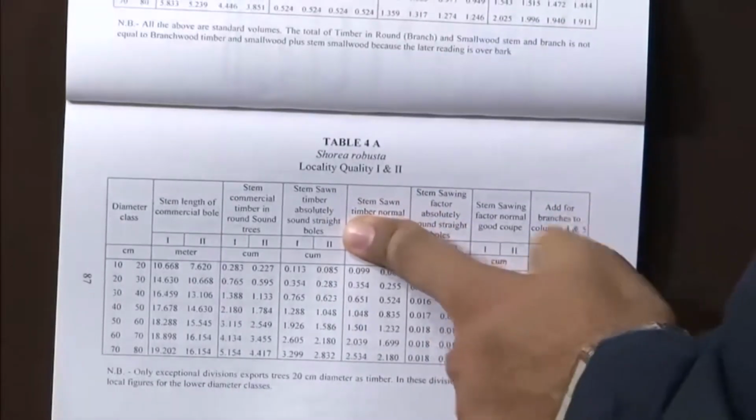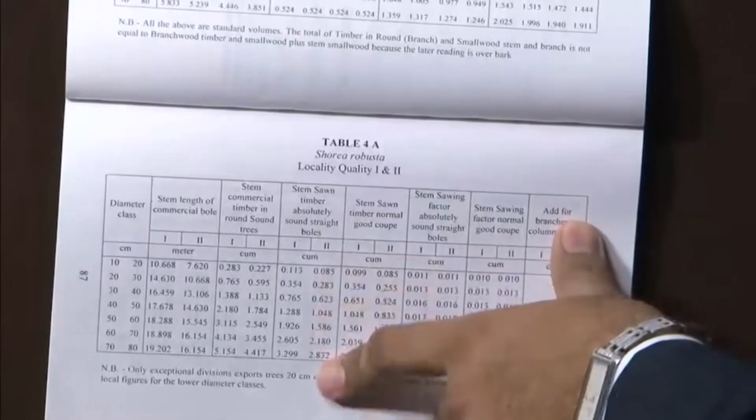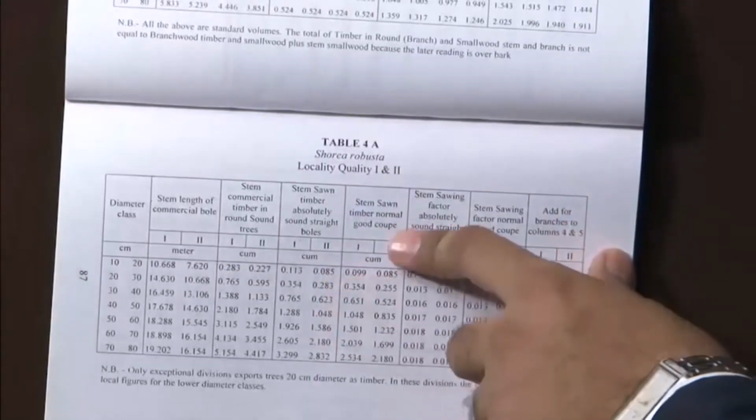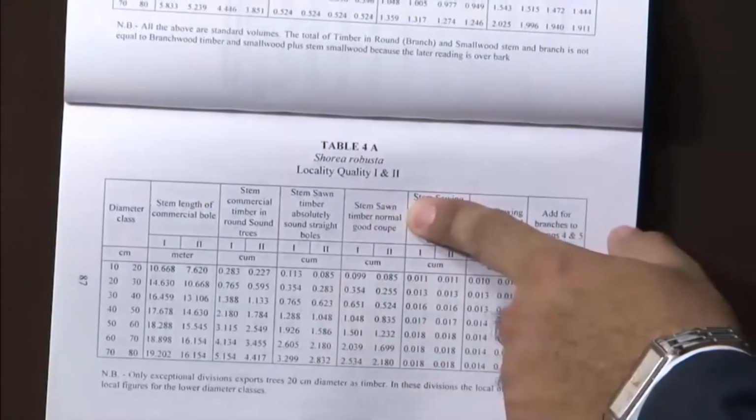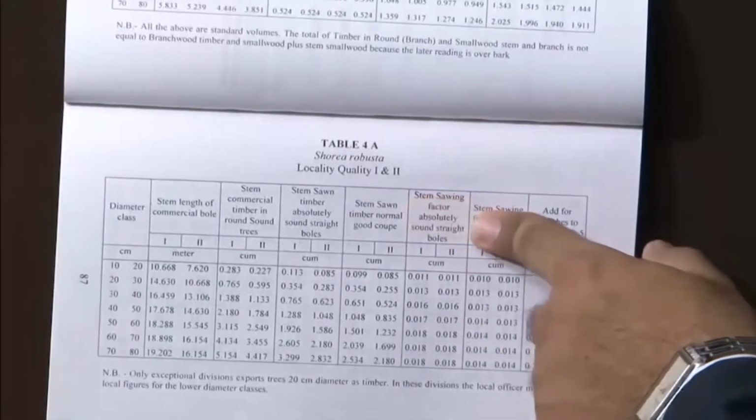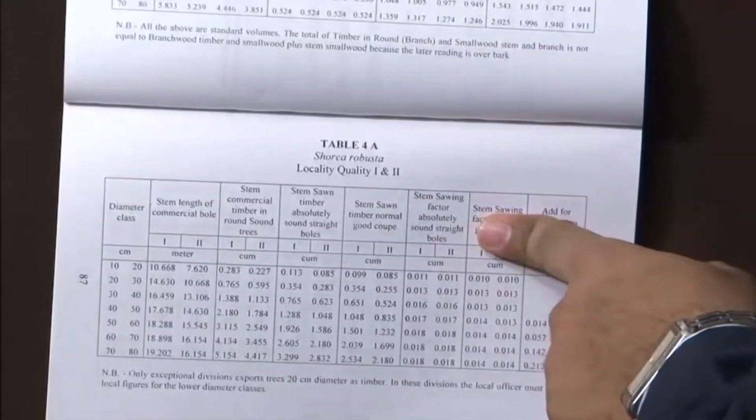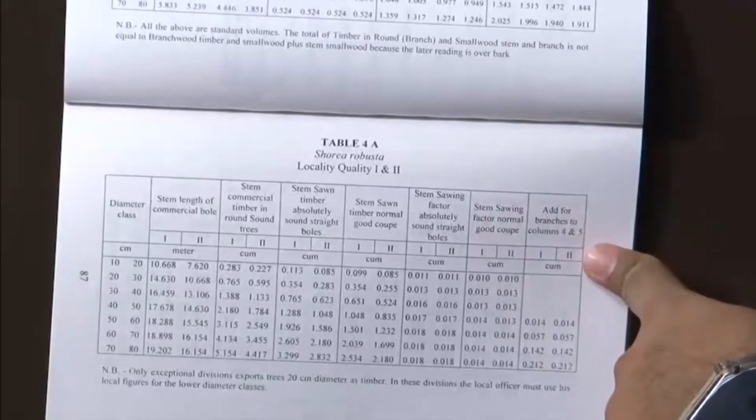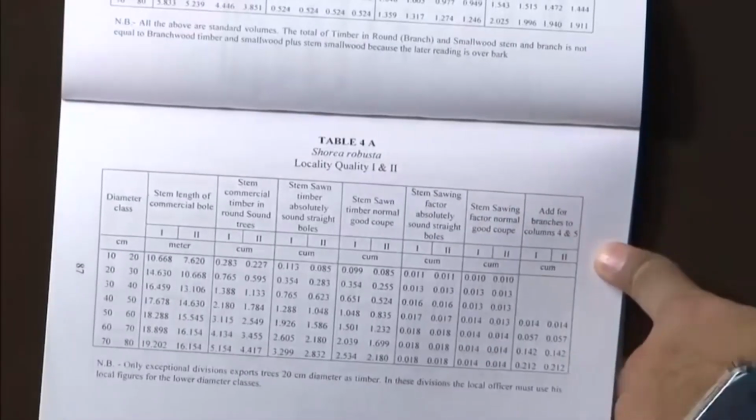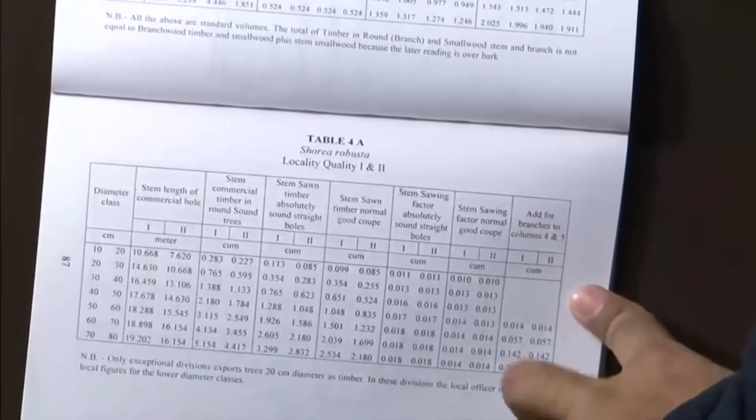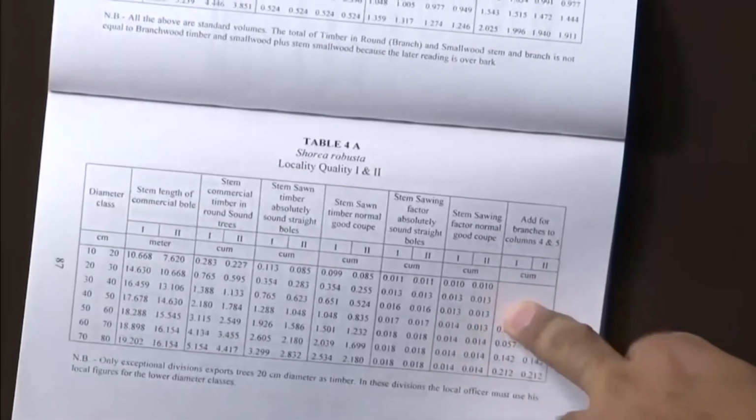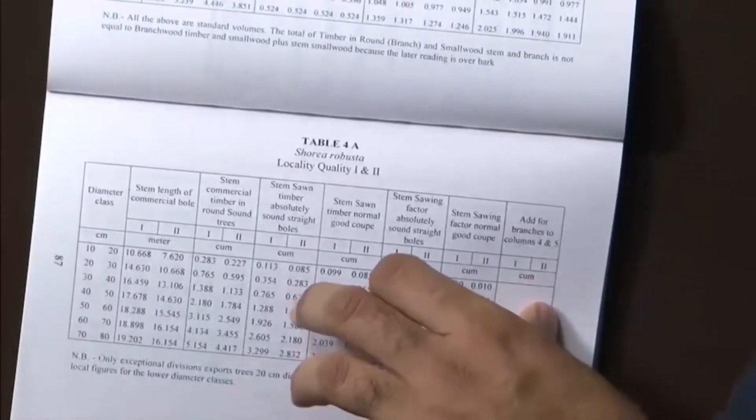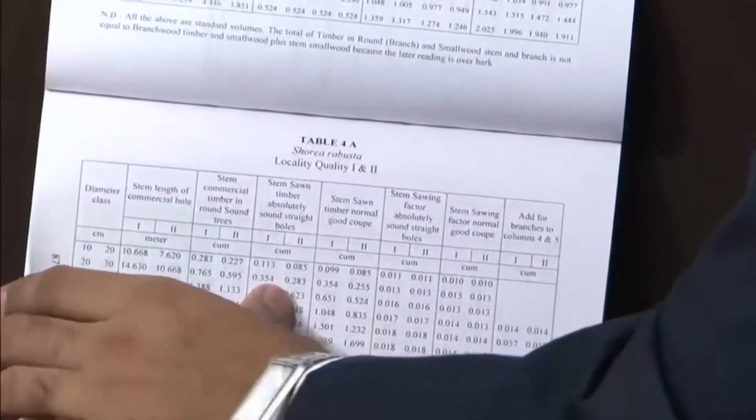So these are different qualities of wood, so it can give it to you in terms of its volume. You can even have the stem sawn timber in the normal good coop in cubic meters, stem sawing factor and the addition for branches. That is a volume that you are going to add to number 4 and 5 volumes. So this is another local quality volume table.